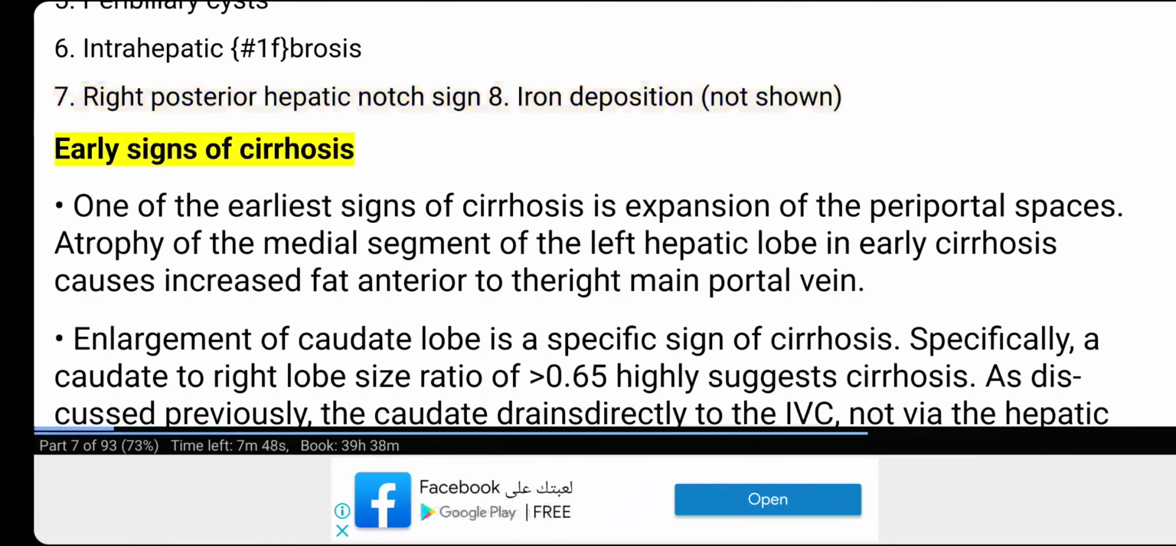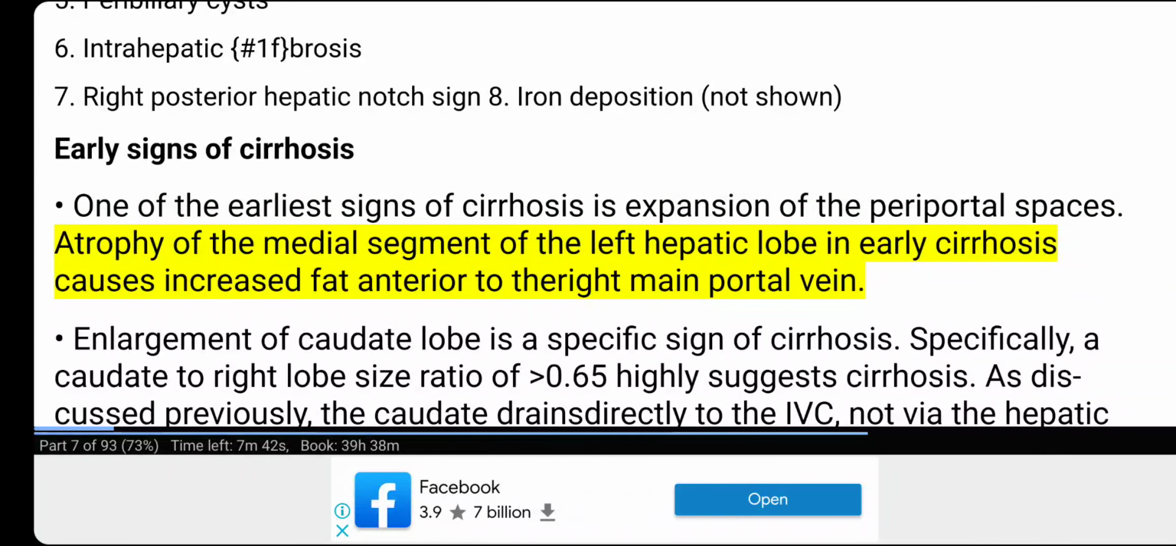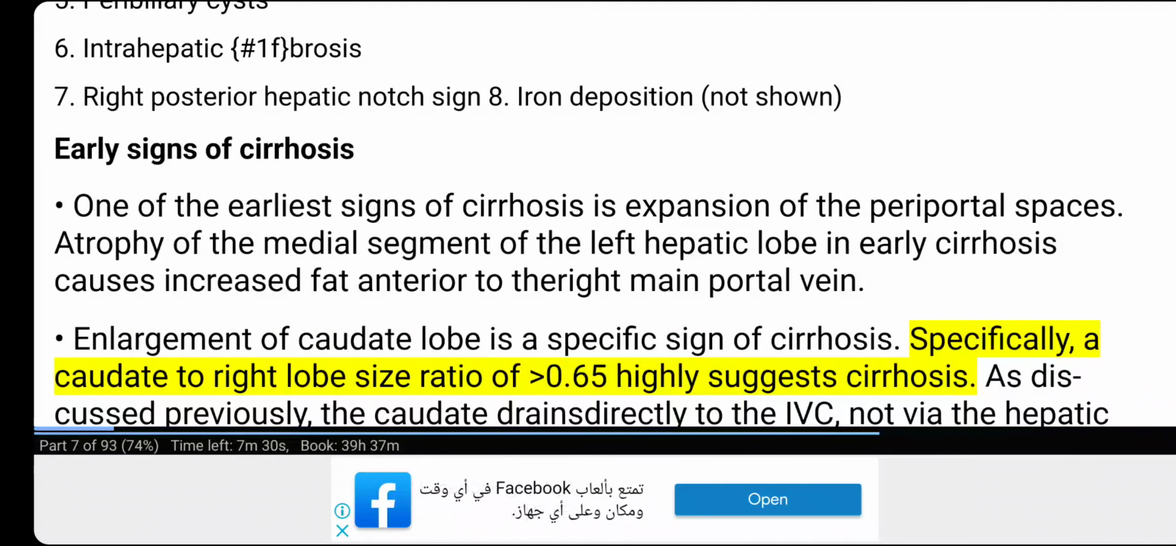Early signs of cirrhosis. One of the earliest signs of cirrhosis is expansion of the paraportal spaces. Atrophy of the medial segment of the left hepatic lobe in early cirrhosis causes increased fat anterior to the right main portal vein. Enlargement of the caudate lobe is a specific sign of cirrhosis. Specifically, a caudate to right lobe size ratio of greater than 0.65 highly suggests cirrhosis.